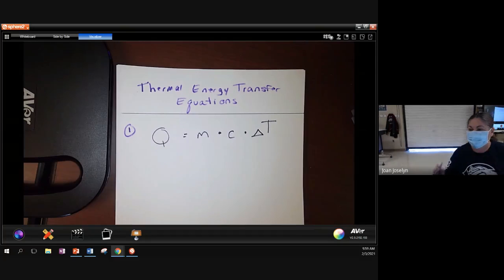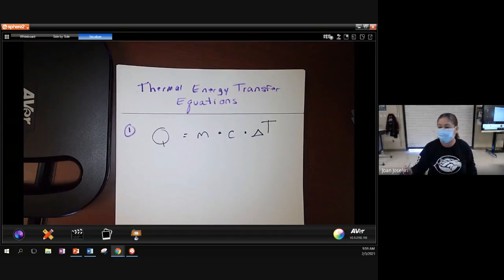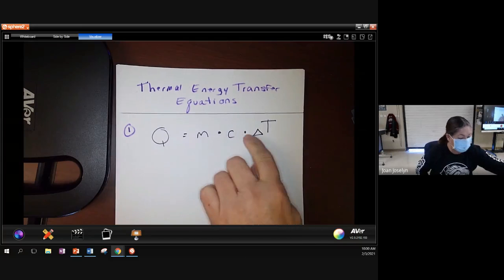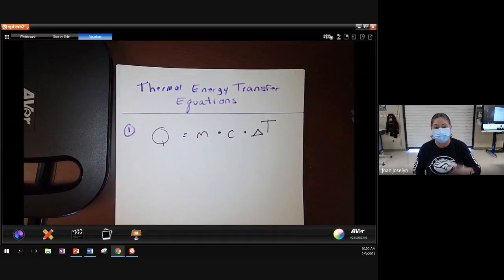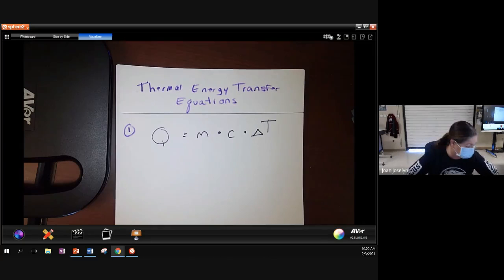So that says Q equals M times C times delta T. Those dots are multiplications. I didn't want to put an X in because it's confusing. You will rarely see an X in an algebraic equation, but you will see it if you study advanced physics. And then it's like, what's happening?